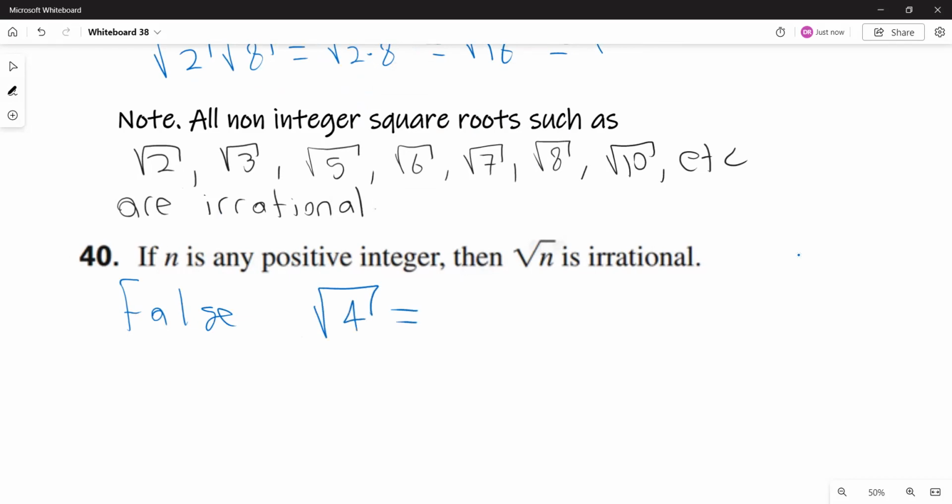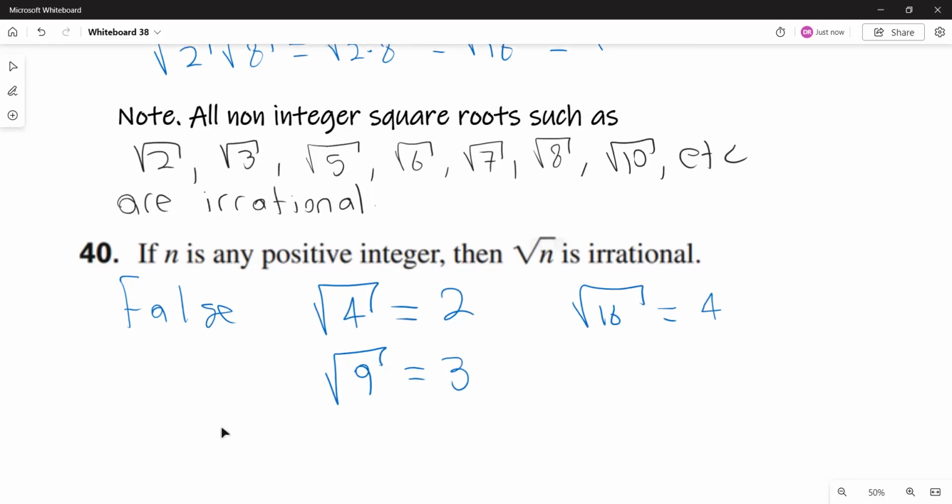4 is a positive integer, but the square root of 4 is 2. And another one, the square root of 9. 9 is a positive integer, but the square root of 9 is 3. Or the square root of 16. 16 is a positive integer, but the square root of 16 is 4, which is rational. And those are just a few examples. And number 42.